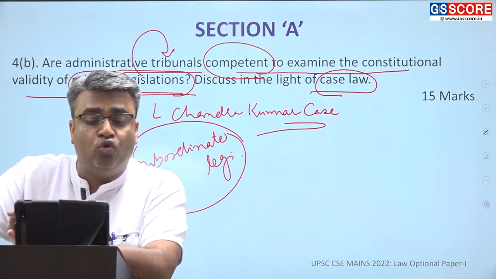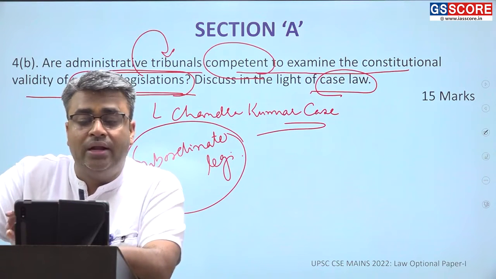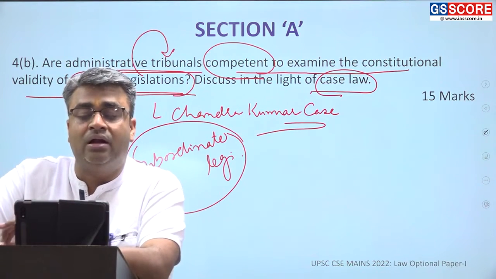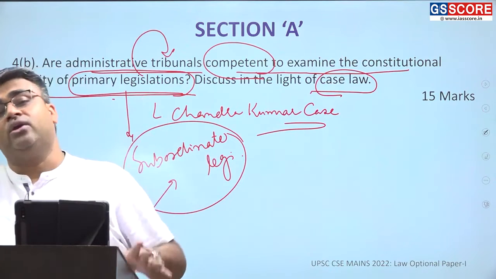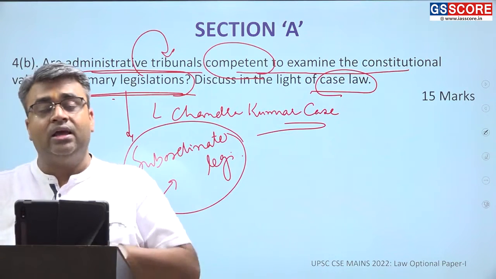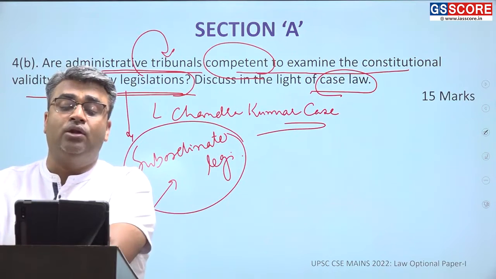Under Article 226 or 227, all tribunal rulings would be reviewed by a division bench of their respective High Courts. And Article 136 prohibits a direct appeal to the Supreme Court.